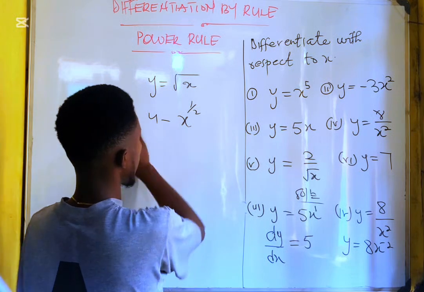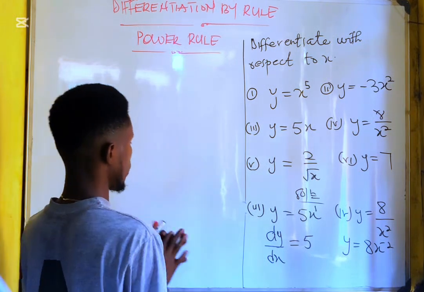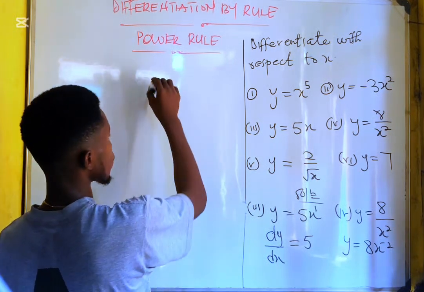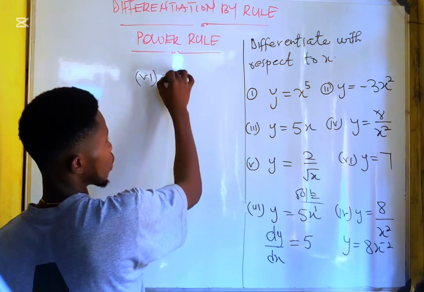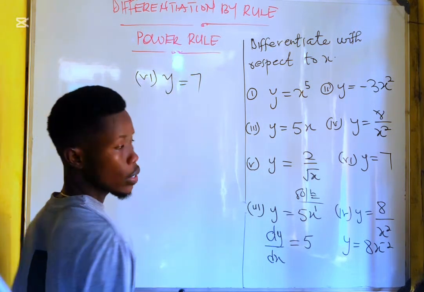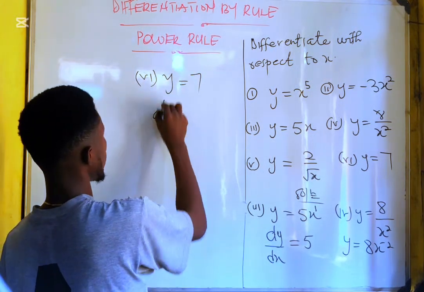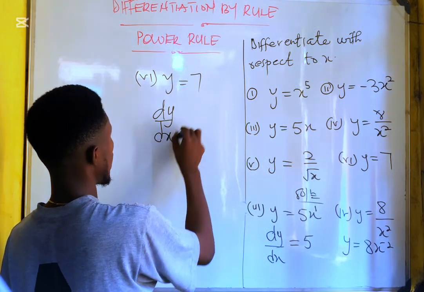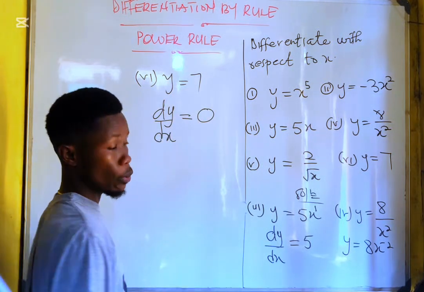Now let me look at the last one, which is the vi. It's very important. Vi, y equals 7. Now this 7 is a constant. Anytime you differentiate a constant, we get 0.